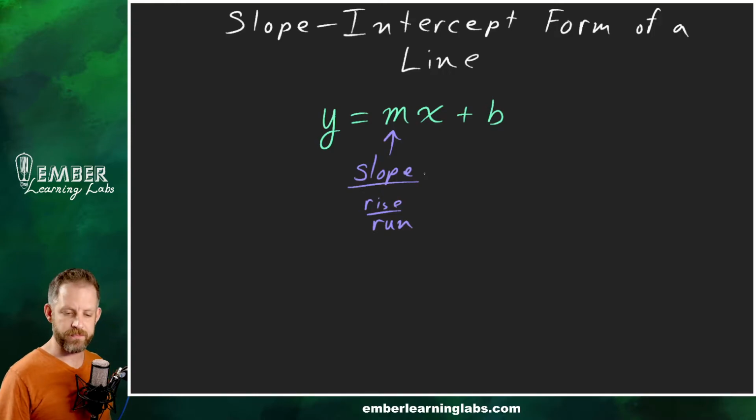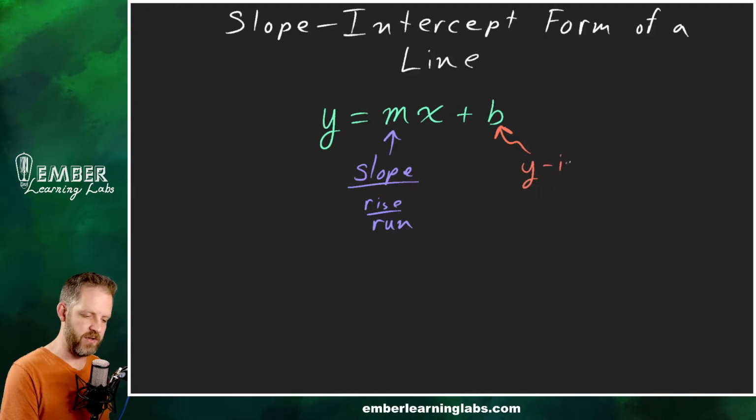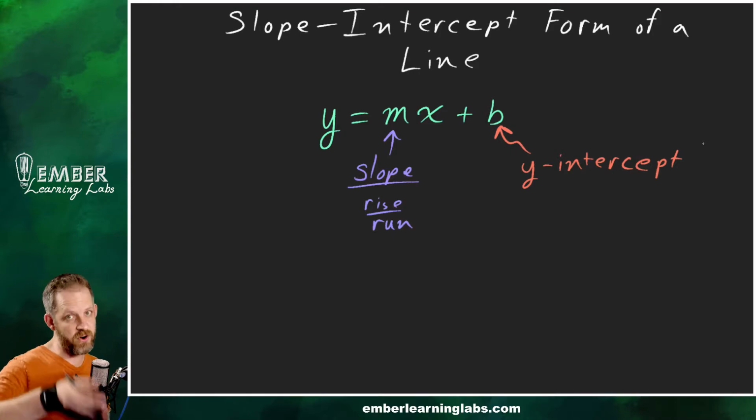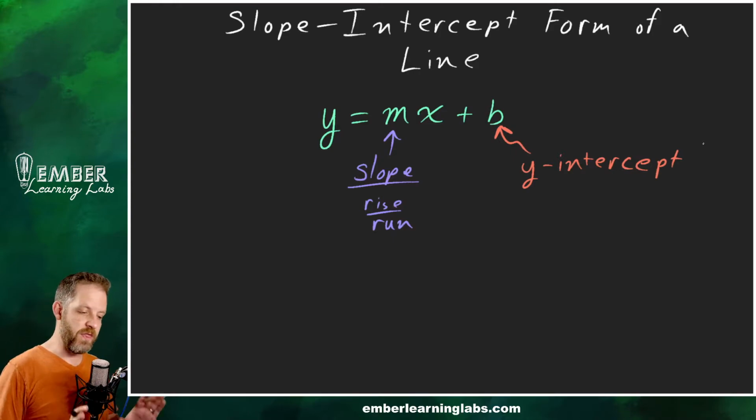M is the slope. If m is the slope, and this is called the slope-intercept form of a line, it would stand to reason, and you'd be correct if you assumed that b is the intercept. It is, in fact, the y-intercept. Now, remember, what is the y-intercept? It is where our graph crosses the y-axis, the vertical axis, right? Okay, so that is the slope-intercept form of a line.